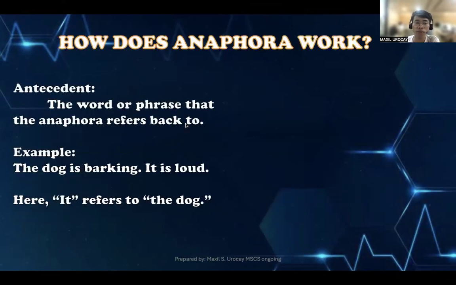Now, in terms of anaphora, how does that work? So we have the antecedent, the word or phrase that the anaphora refers back to.